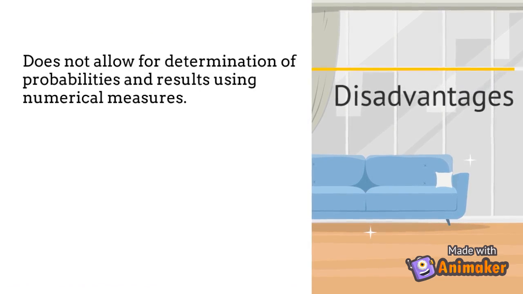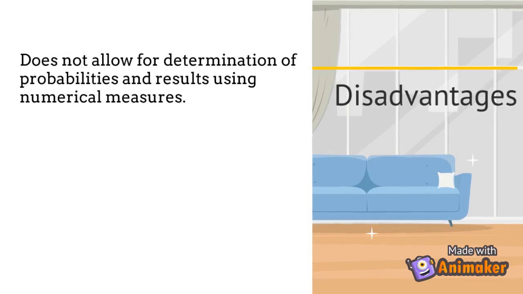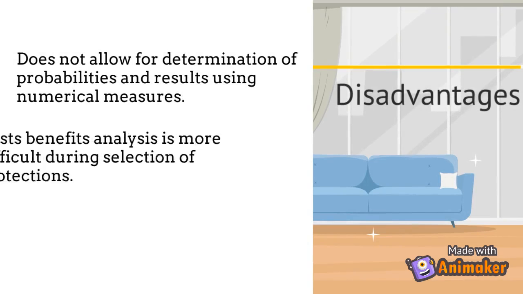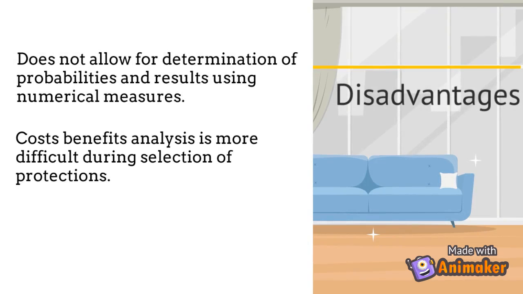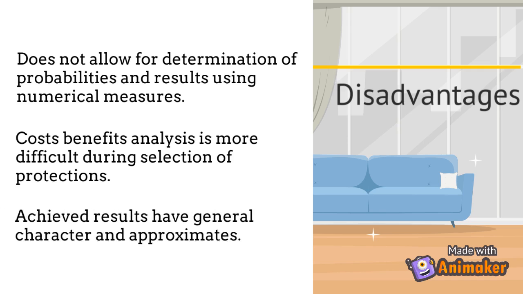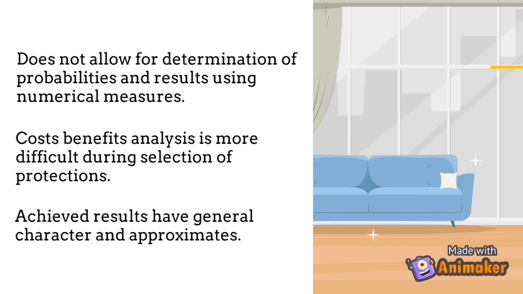Disadvantages. Qualitative risk analysis does not allow for the determination of probabilities and results using numerical measures. Cost and benefit analysis is more difficult during selection of protection. Achieved results have a general character and are approximate.